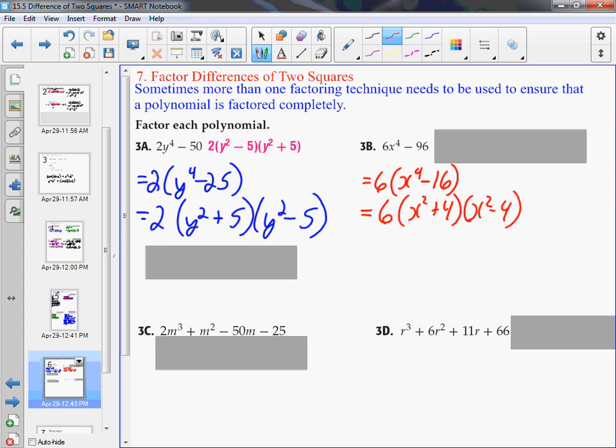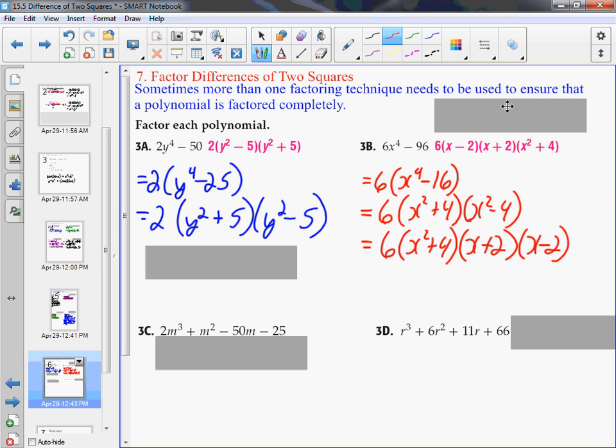Am I finished? No. What else can I do? The last binomial is another difference of two squares, isn't it? Leave the 6 alone. Leave the x squared plus 4 alone. That'll be x plus 2 times x minus 2. Let's see if we got it right. Well, isn't that something? You keep going until you can't.